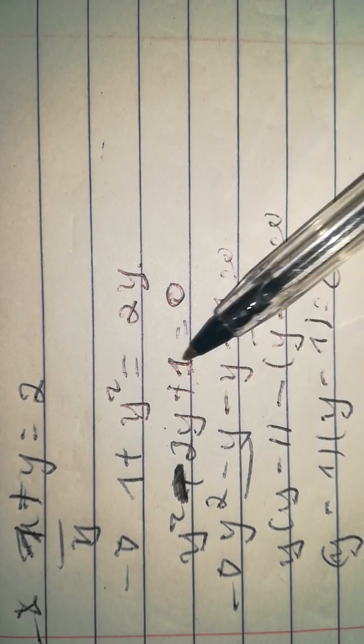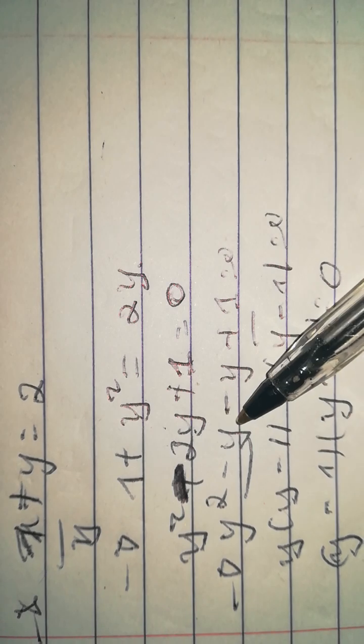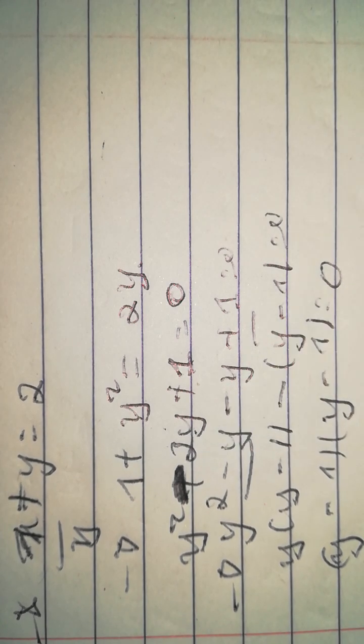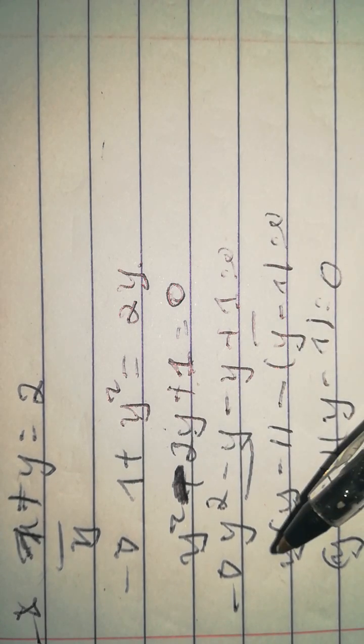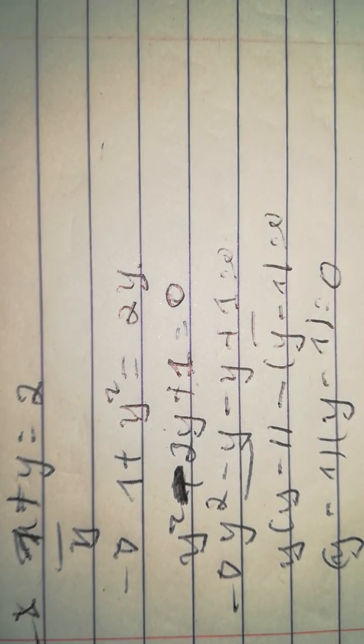Now I look for the factors of 1 which, if I multiply, give me 1, and if I add, give me negative 2. What are the factors? Negative 1 and negative 1. Therefore, I'll have y squared minus y minus y plus 1 equal to 0.